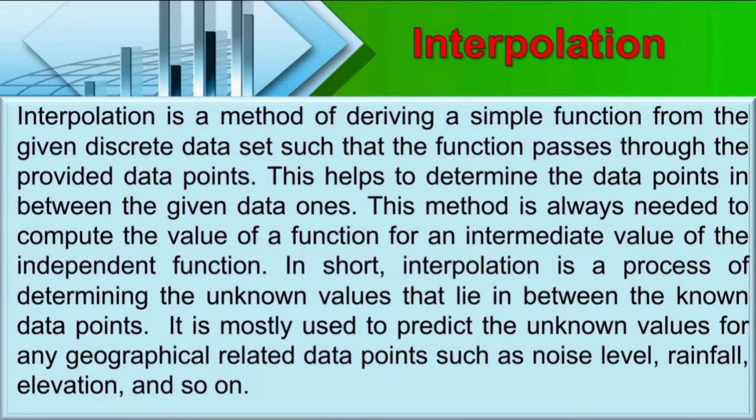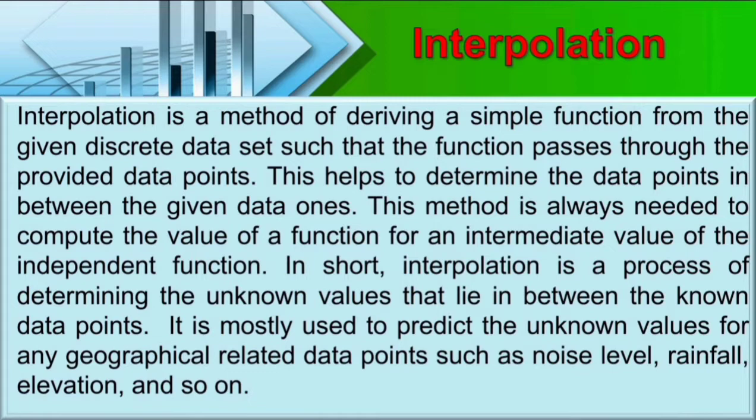Interpolation. Interpolation is a method of deriving a simple function from the given discrete dataset such that the function passes through the provided data points. This helps to determine the data points in between the given data ones. This method is always needed to compute the value of a function for an intermediate value of the independent function. In short, interpolation is a process of determining the unknown values that lie in between the known data points.